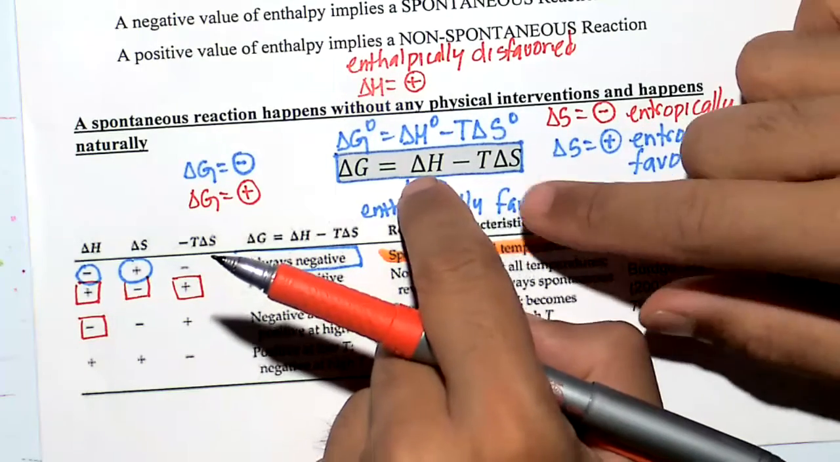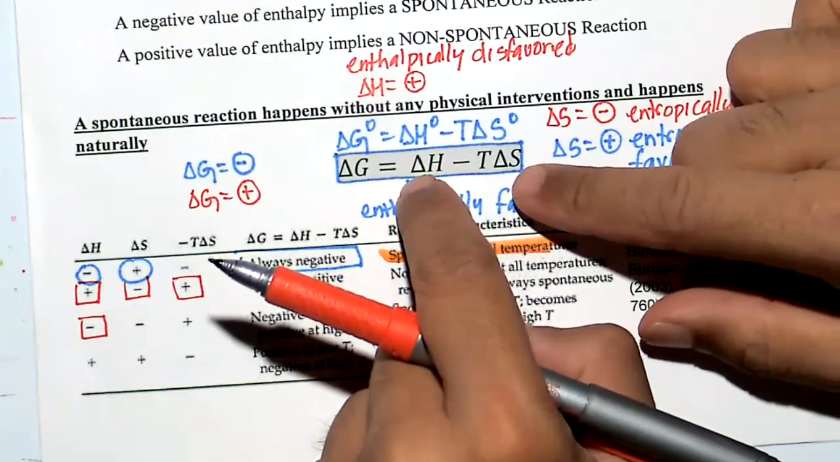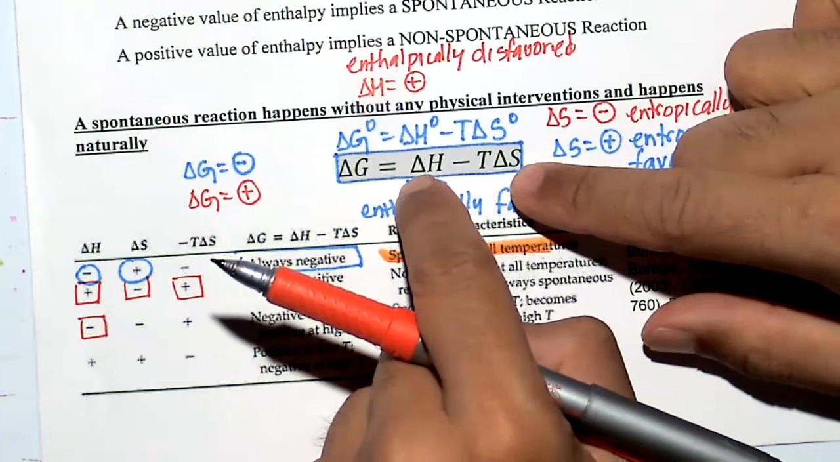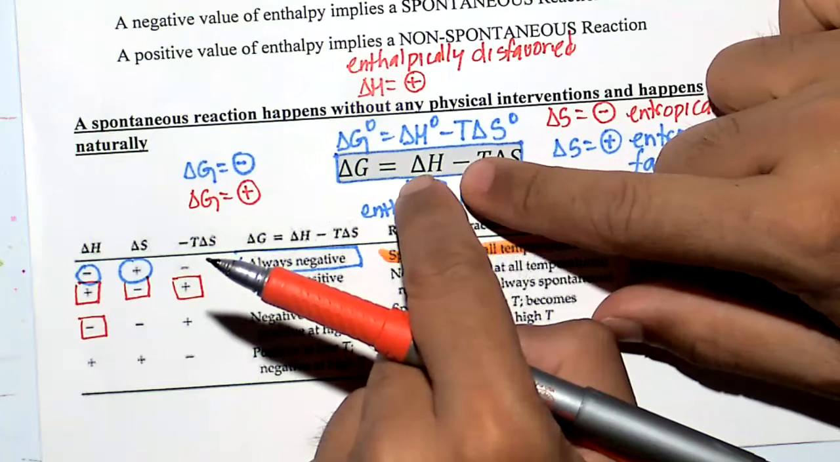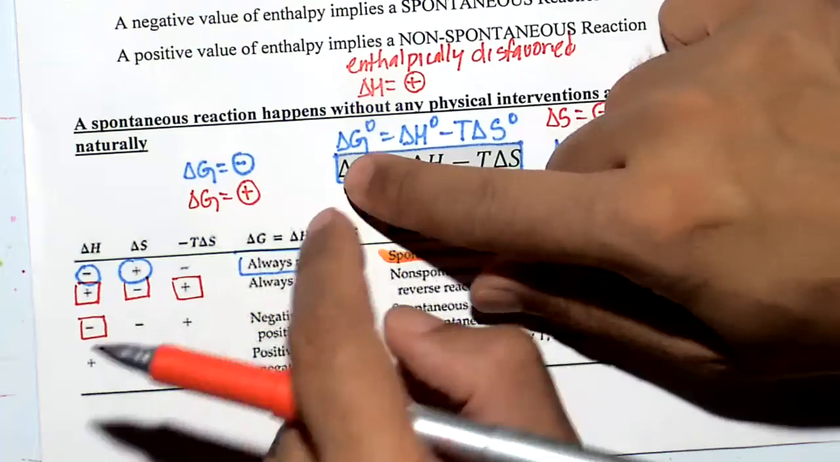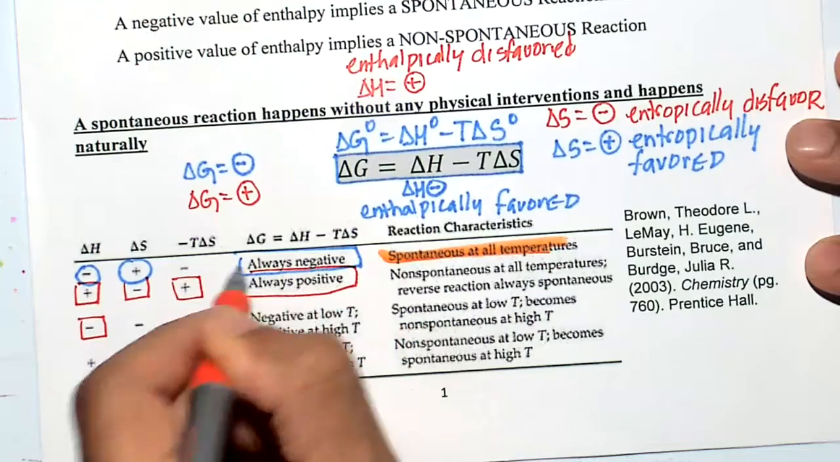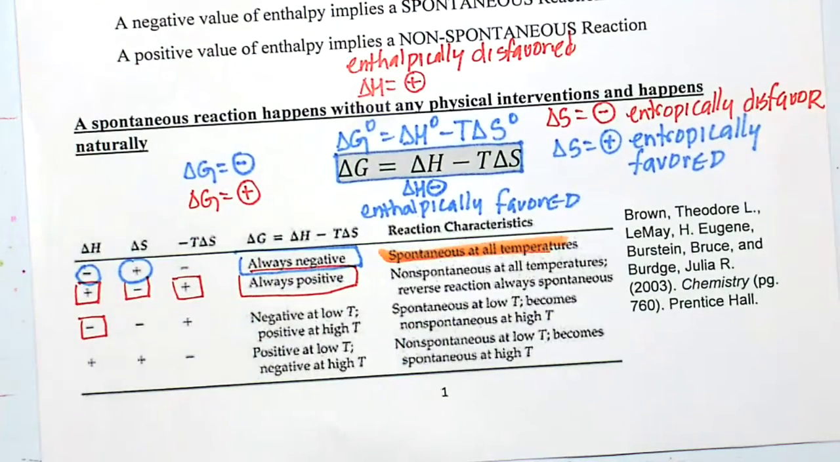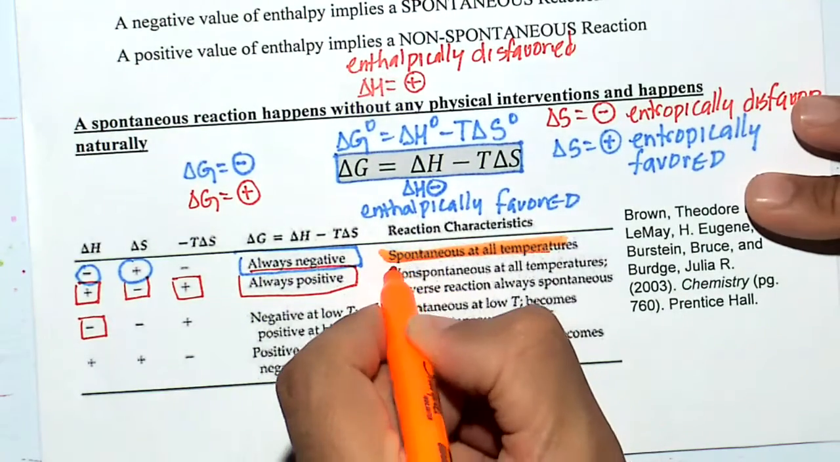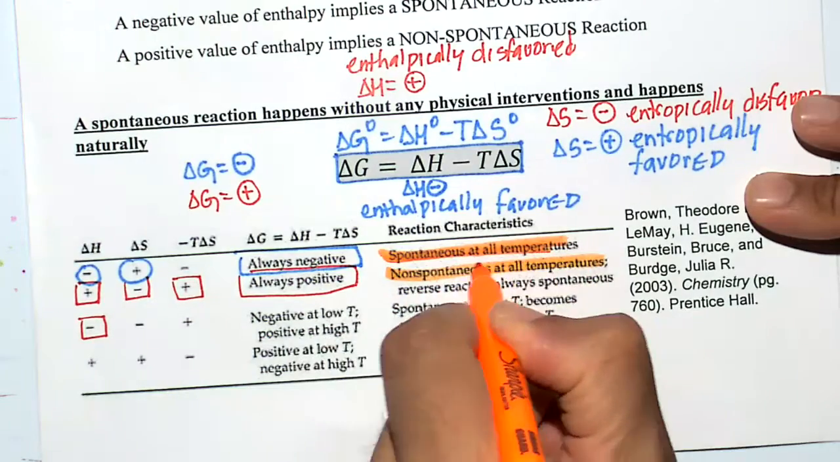Imagine here a delta H that's positive. Imagine here a delta S that's negative. Negative into a negative is positive. Positive and positive is positive. So you'll always be positive regardless of your temperature. If your delta G is always positive, then you're non-spontaneous. Okay?